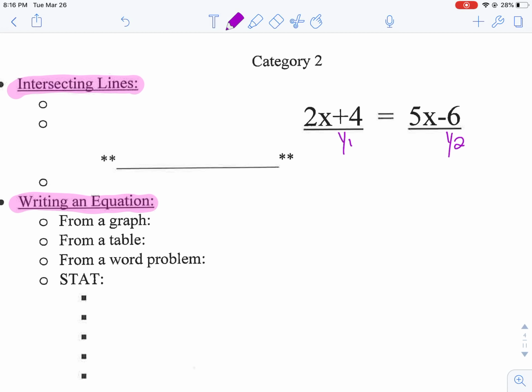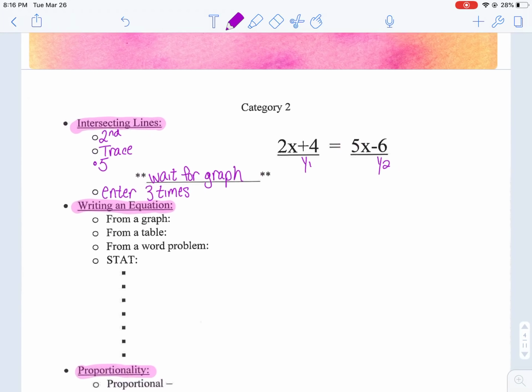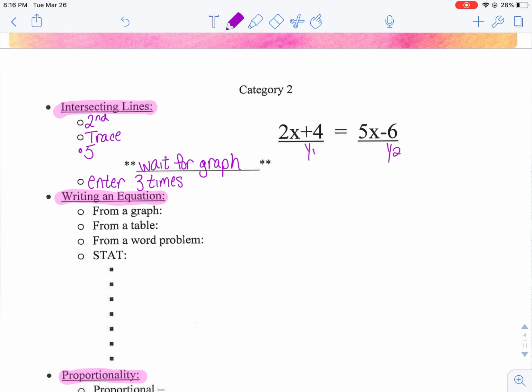Hopefully, the answer choice you chose was I press second, trace, option 5. When I press option 5, I'm going to wait for my graph. And then once I have my graph and my words, I'm going to press enter 3 times.